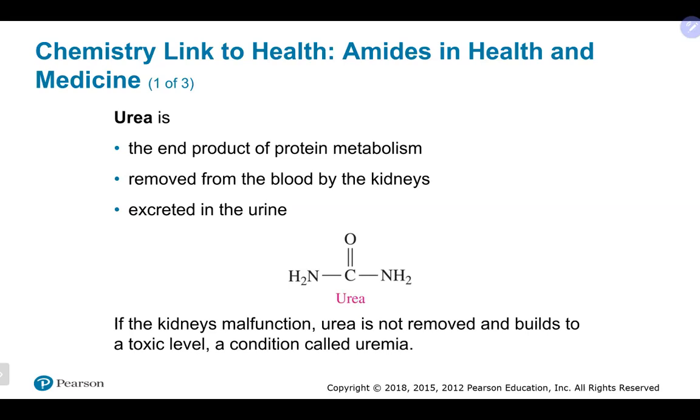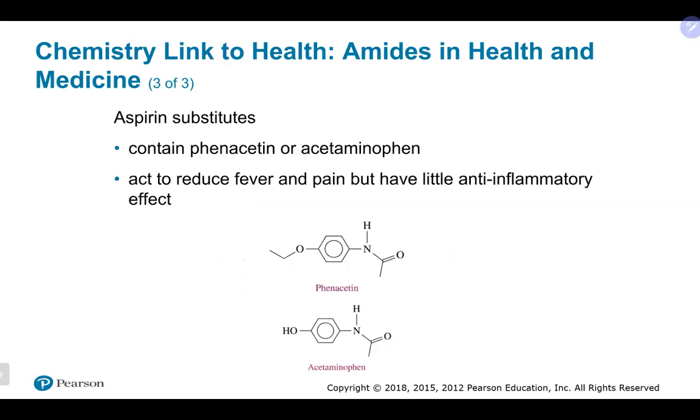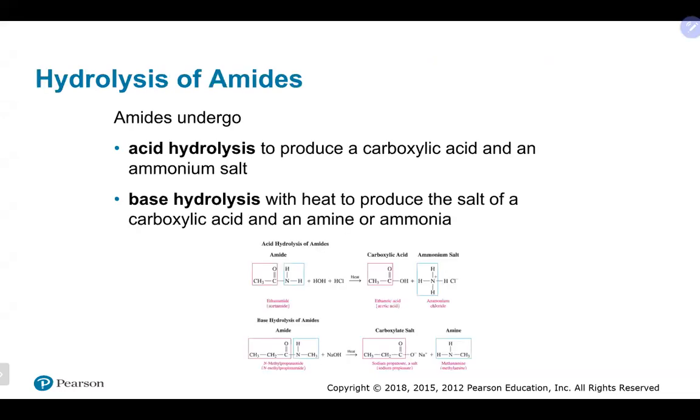So urea here is an end product of protein metabolism, and it is also an amide. You can see the carbon-oxygen-nitrogen bond there. Some barbiturates are amides as well. Aspirin substitutes, like we saw earlier, such as acetaminophen, are also amides.